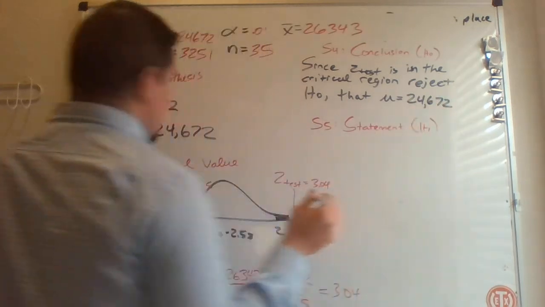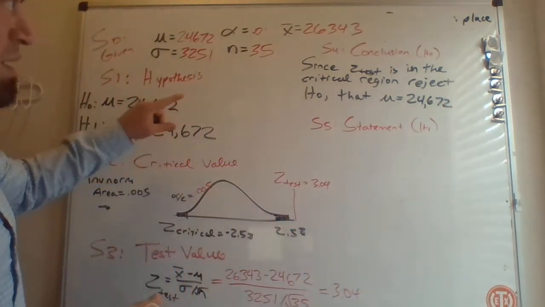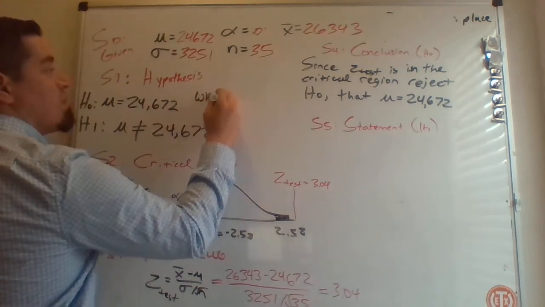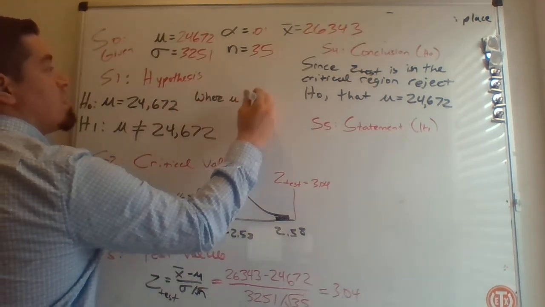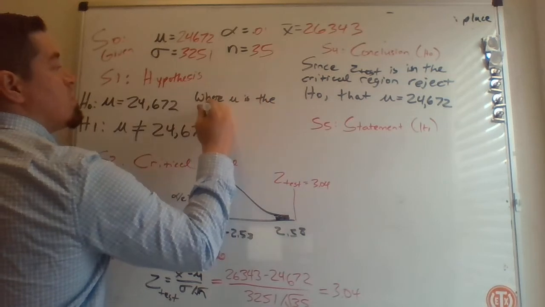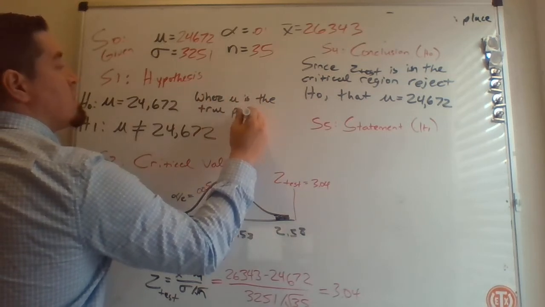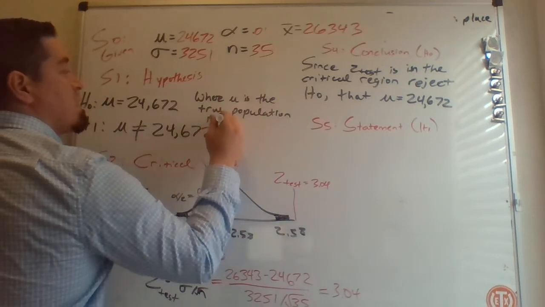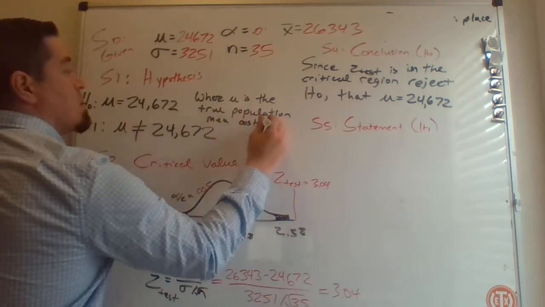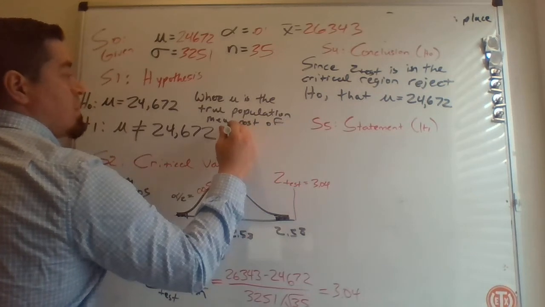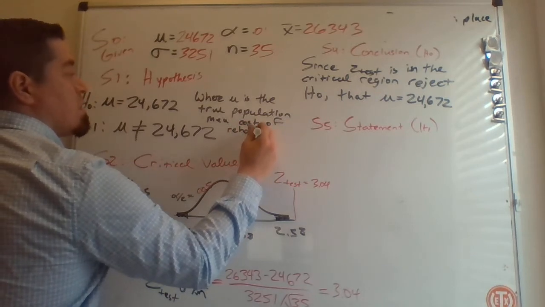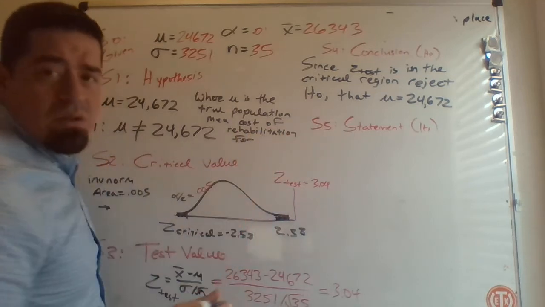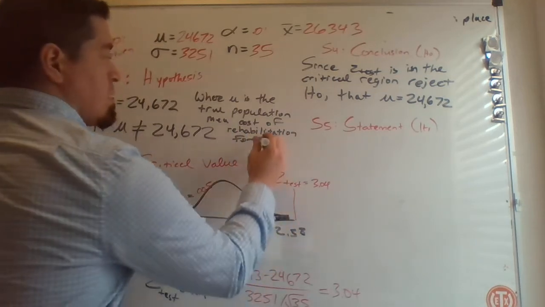And then a little statement about H naught. Oh, I just reminded myself, maybe y'all picked up on it: we didn't define mu. This is important. You have to define it once. Where mu is the true population mean cost of rehabilitation for stroke victims.